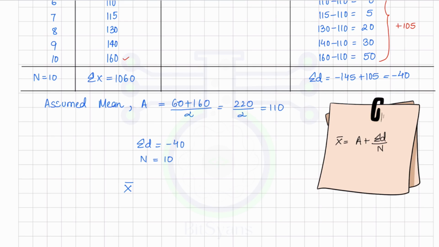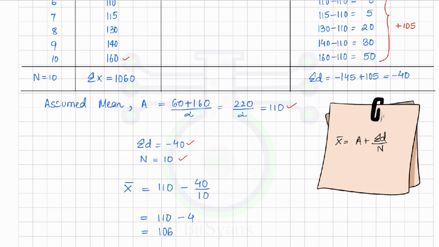So if we put them into the formula, x bar equals a plus summation of d by n, which is going to be 110 plus minus 40 by 10, which is going to be 110 minus 4, which is equivalent to 106. So, in order to practice this question, you can actually pause my video and write it down again. So, I hope you got the same answer as I have. If you have not understood, you can go back and check where you're going wrong.